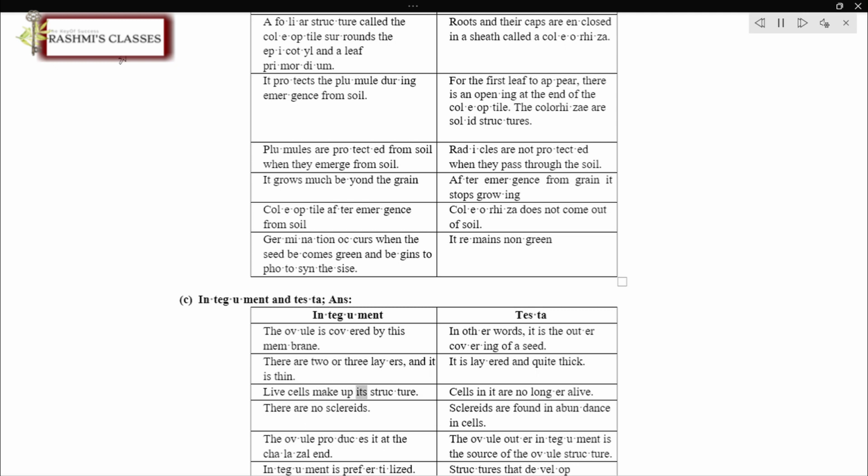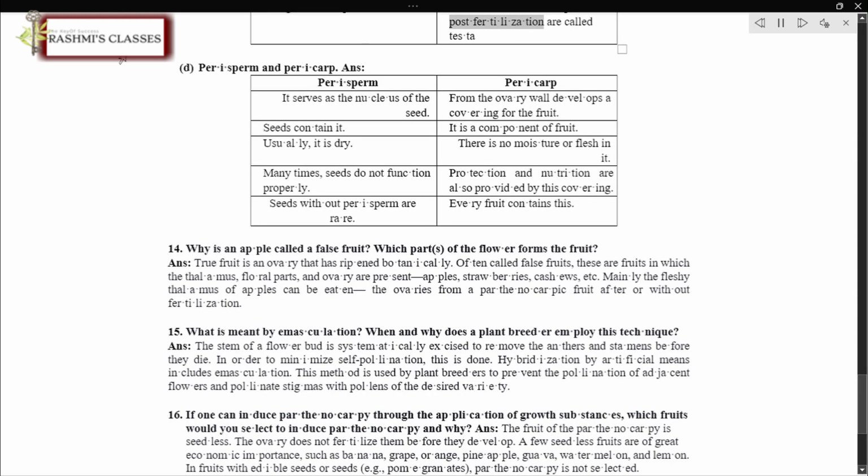Live cells make up the integument's structure. Cells in the testa are no longer alive. There are no sclereids in the integument. Sclereids are found in abundance in the testa cells. The ovule produces the integument at the chalazal end. The ovule's outer integument is the source of the testa structure. Integument is prefertilization. Structures that develop post-fertilization are called testa.